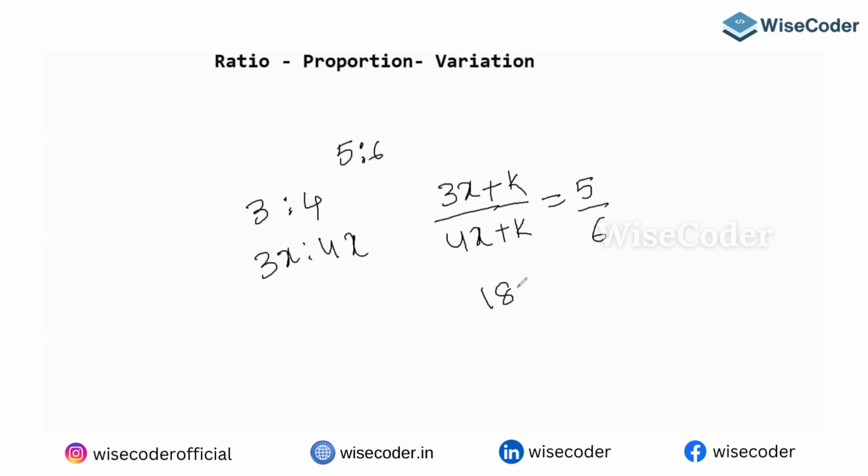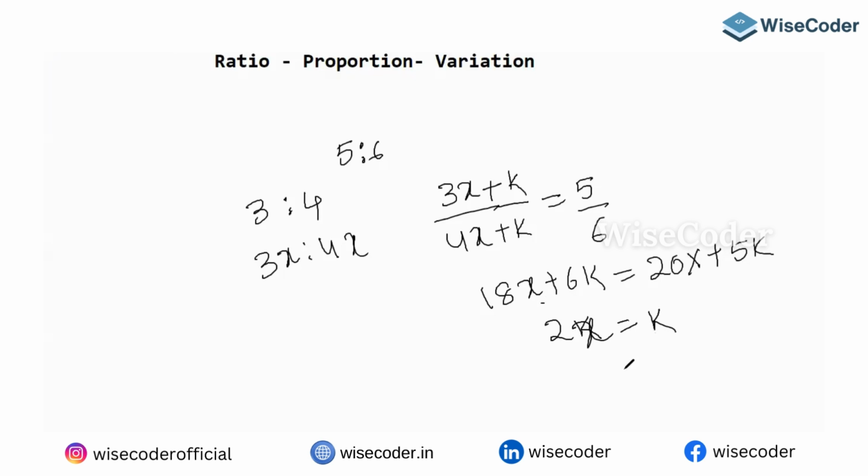6 times 3 is 18x plus 6k, which is equal to 20x plus 5k. So from this you can write 2x is equal to k. 5k will come to this side, so you will get minus k.